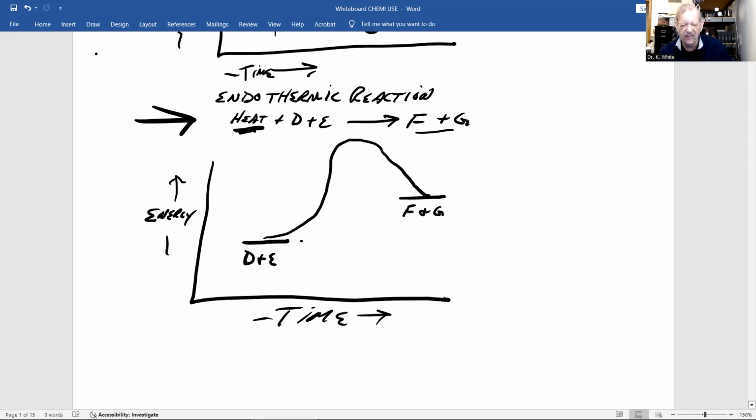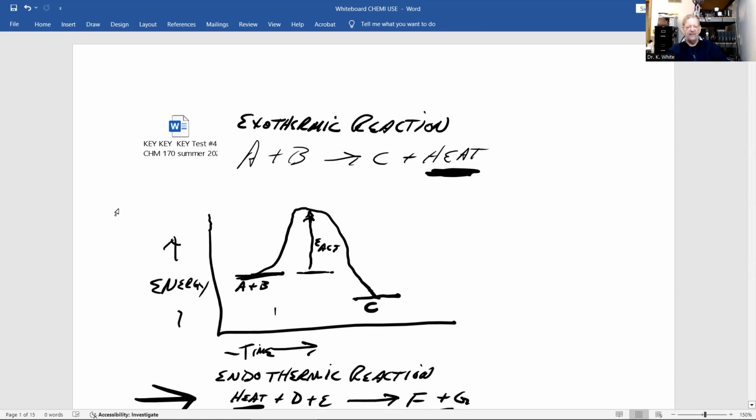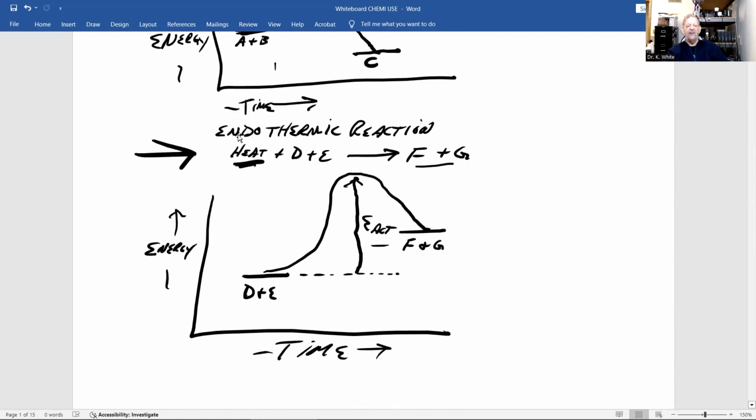And what's the activation energy for this reaction? The distance from where you start to the top of the hill. And that's the activation energy. That's how big the collisions have to be. And that's how you do the two energy diagrams. For exothermic, since you're losing heat, the product will be lower than the starting material. For endothermic, because you're adding heat, the products will have more energy, higher than the starting materials.